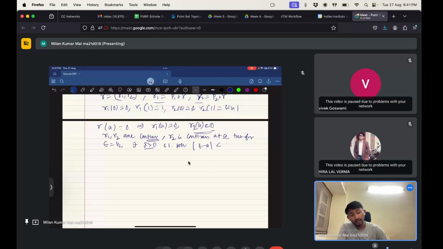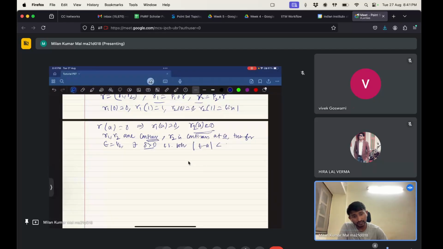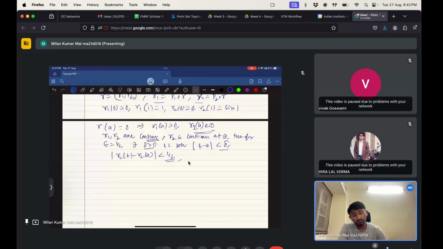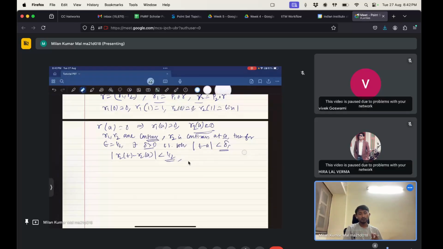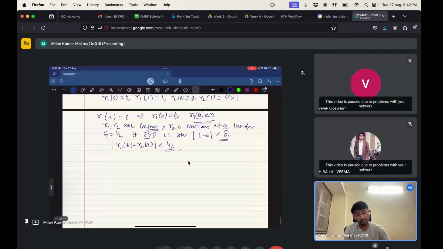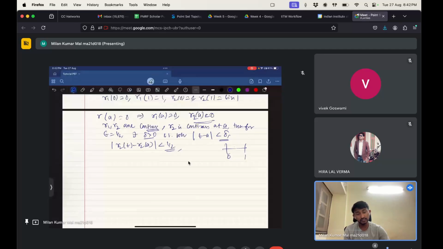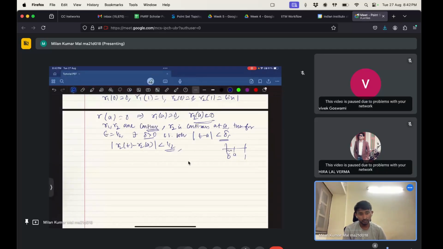This is the epsilon. Here delta is chosen in such a way that the distance from A to delta is less than 1. Basically delta is very small. Suppose this is 0, this is 1, this is point A, delta should be smaller than this distance. That is what I want to mean.